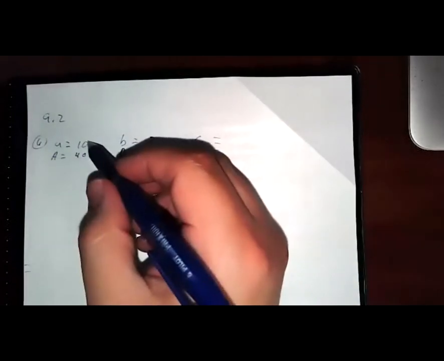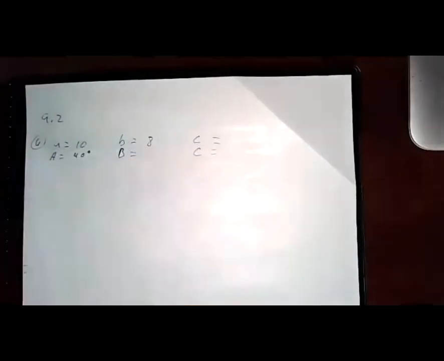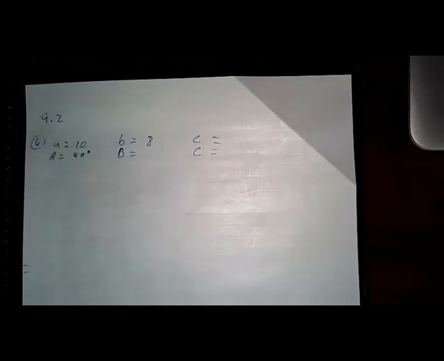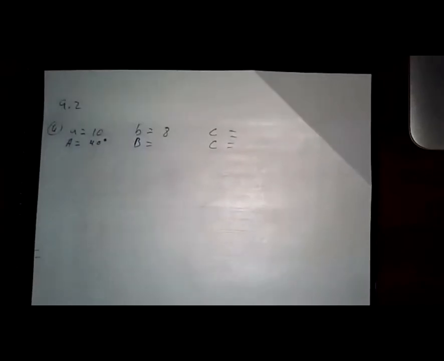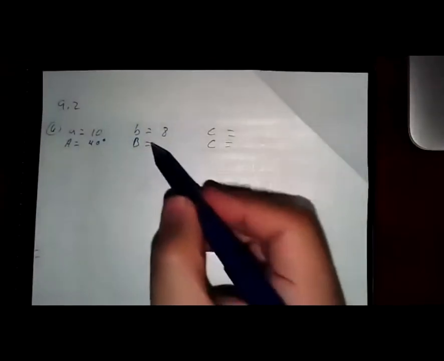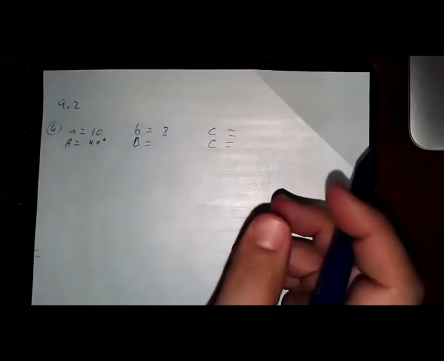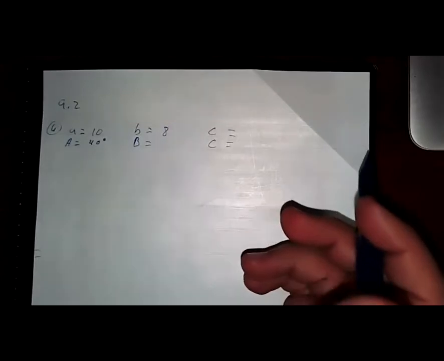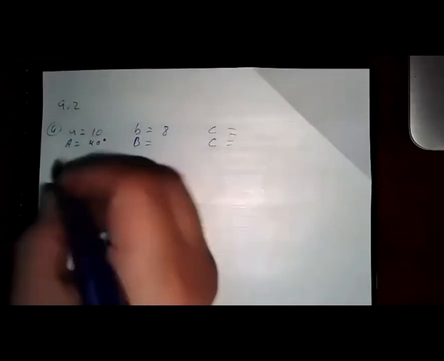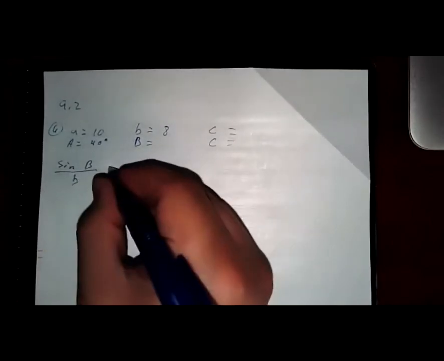Since we have a side and its opposite angle, or an angle and its opposite side, we can find one of the angles, then use 180 to find the other one, but we have to double check if we have two triangles or not. Let me move the camera here. That's better. So let's first start with setting it up. I'm going to use the law of sines to find angle B.